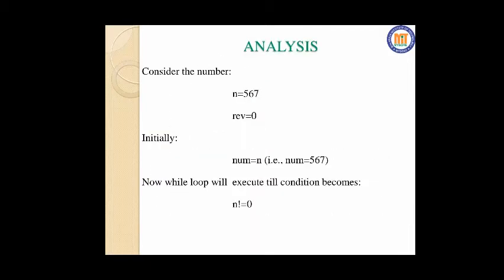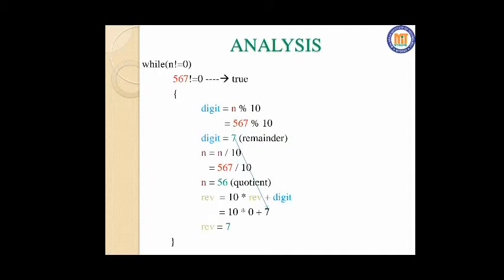Here I'll take one example and do the analysis for your understanding's sake. Consider the number n equal to 567 and initially reverse equal to 0. Next, initialize num equal to n, that is, num equal to 567. Now your while loop starts. First check the condition n not equal to 0. Yes, 567 is not equal to 0. So the condition becomes true. Your control will enter inside the loop.